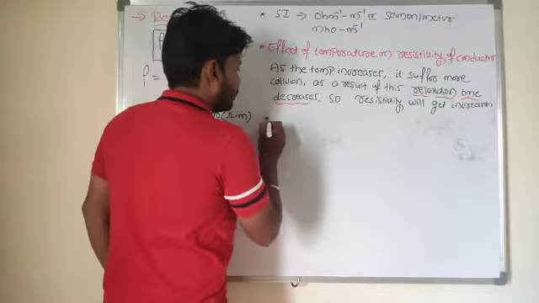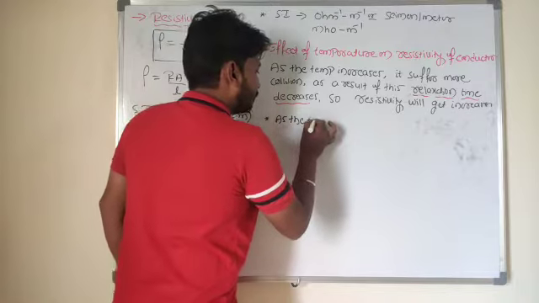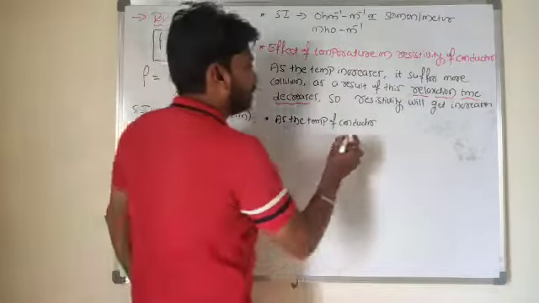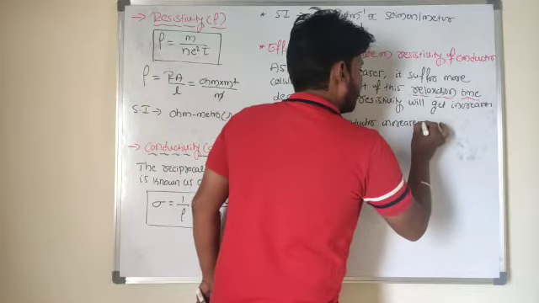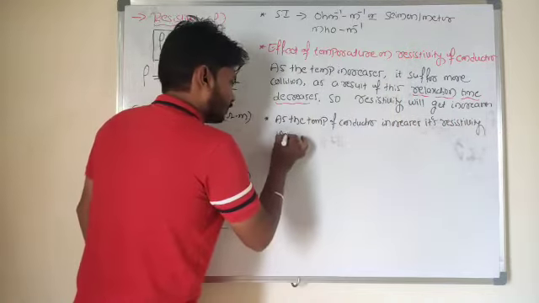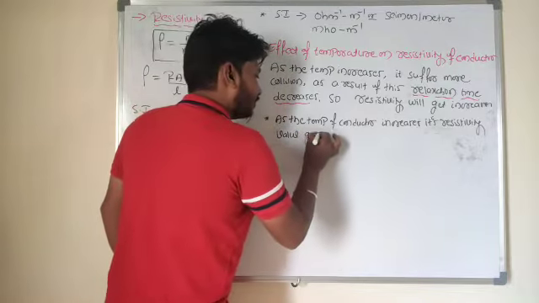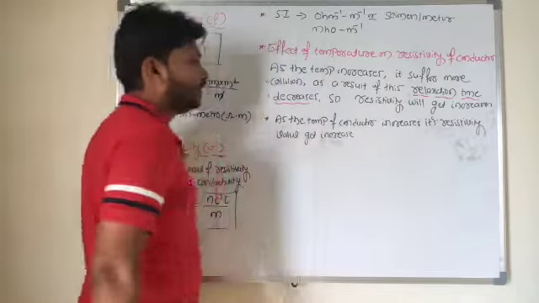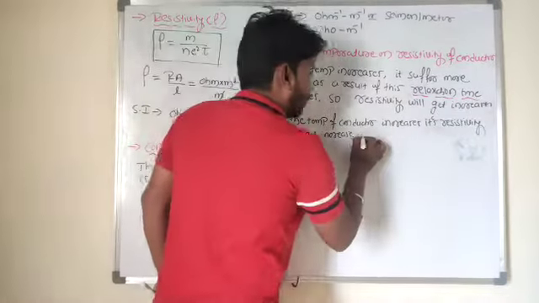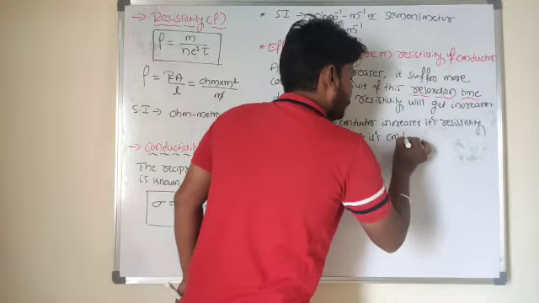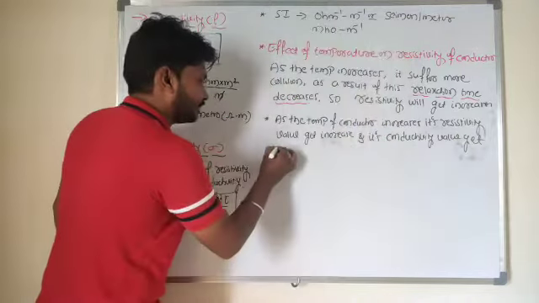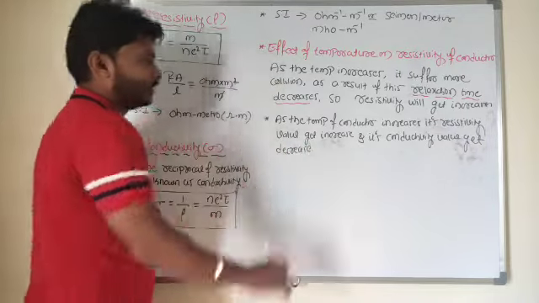So look here, as the temperature of the conductor increases, and I am speaking only about the conductor here, its resistivity value gets increased. Remember, as the temperature of the conductor increases, its resistivity value increases, and its conductivity value will decrease.